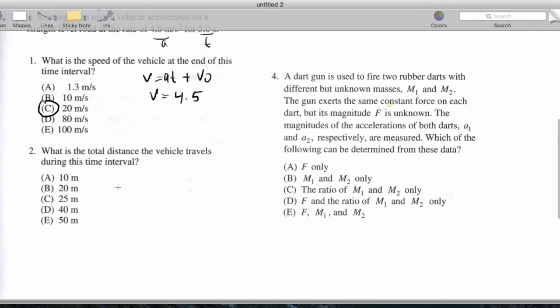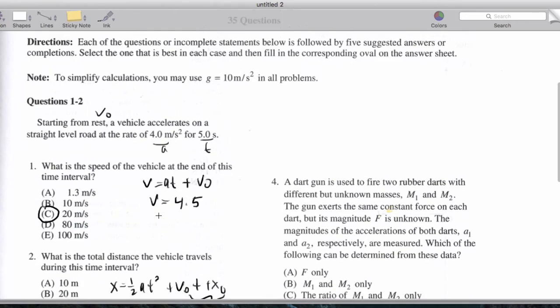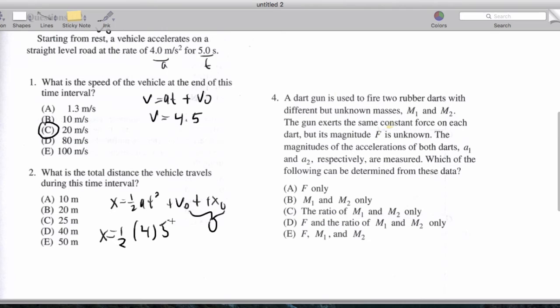The total distance the vehicle travels. So let's do x is 1/2 at squared plus v naught t plus x naught. These are all 0. So we have x is 1/2. The acceleration is 4. T is 5. We'll square that. So 4 times 25 is 100 divided by 2. That's 50 meters.